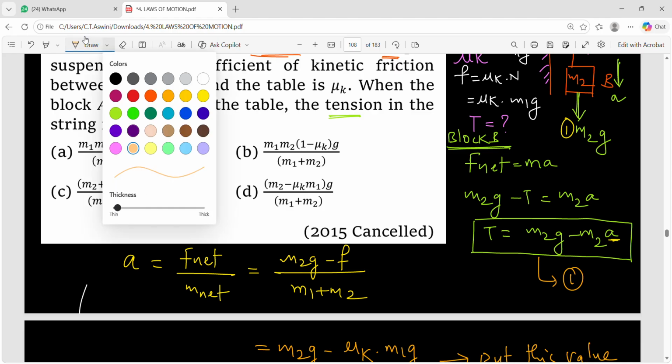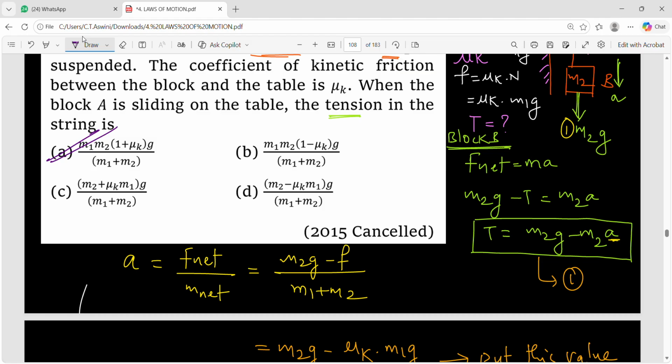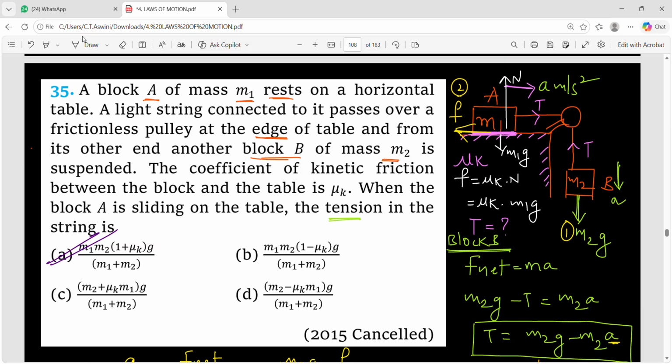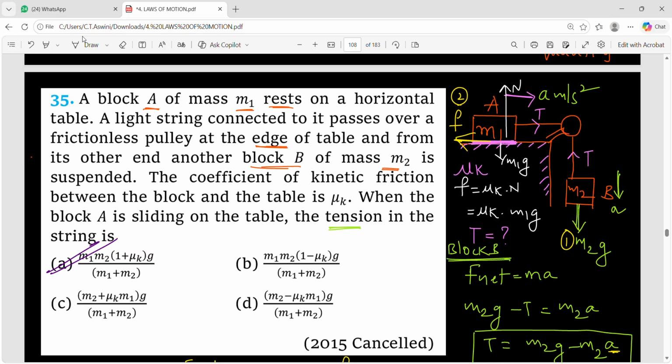m1 m2 1 plus mu k. So answer is first option. So how did we do this problem? It looks lengthy, but it is actually quite easy.